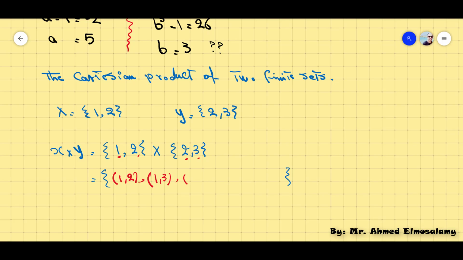By the same way, comma, starting with 2: 2 product 2 equals (2, 2). 2 product 3 equals (2, 3). So x product y, {1, 2} product {2, 3}, equals {(1, 2), (1, 3), (2, 2), (2, 3)}.